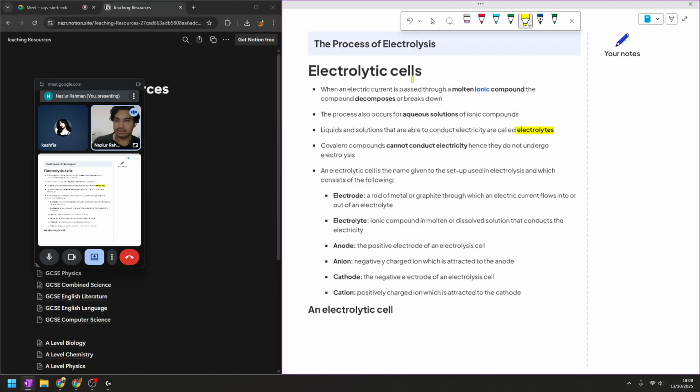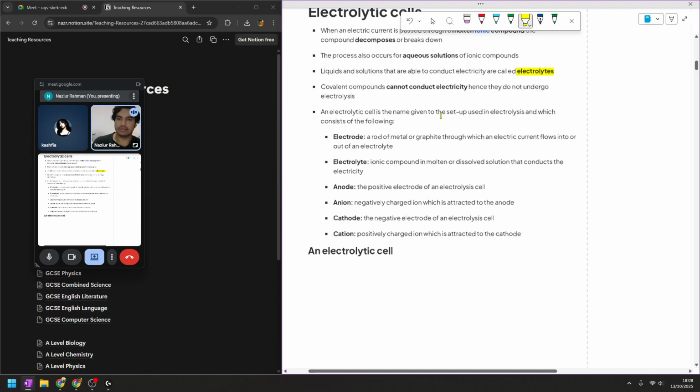So to use electrolysis, we need to have an electrolyte. We need a liquid that can conduct electricity. Covalent compounds cannot conduct electricity, hence they do not undergo electrolysis. An electrolysis cell is the name given to a setup used in electrolysis, which consists of the following.